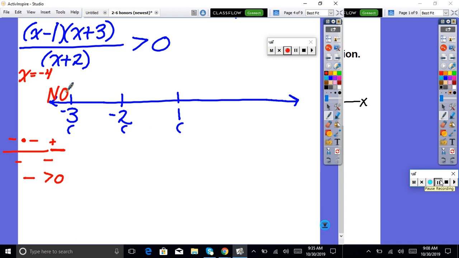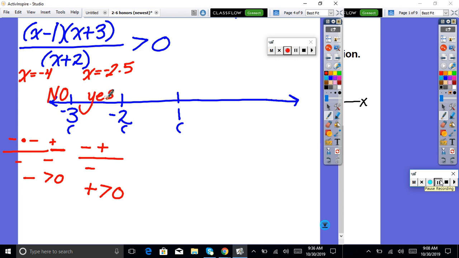Okay, let's go plug in a value between -3 and -2, like x equals -2.5. If I plug in -2.5, that's a negative. If I plug in -2.5, isn't that a positive? Then on bottom, if I plug in -2.5, I get a negative. A negative on top times a positive is a negative on top. A negative divided by a negative is a positive. Is a positive greater than 0? So yes goes here. Great, we're doing great.